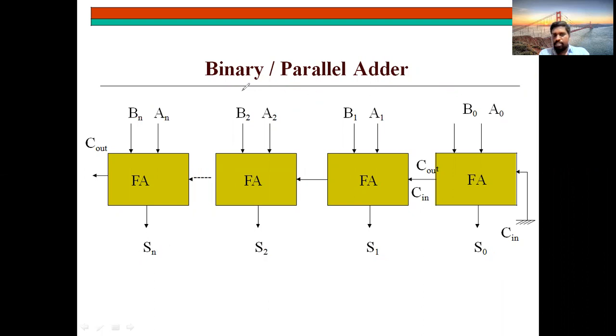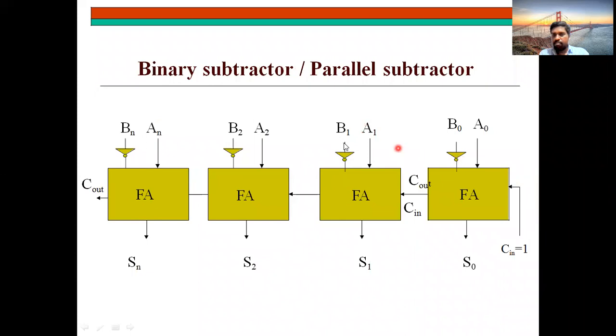So please see that whenever it is an n-bit binary adder, or n-bit parallel adder, you will have n full adders. Likewise, you have a subtractor also. What is the difference? Addition means no inverters. Subtraction means one inverter will be there. See, the inverter is given for the second input.